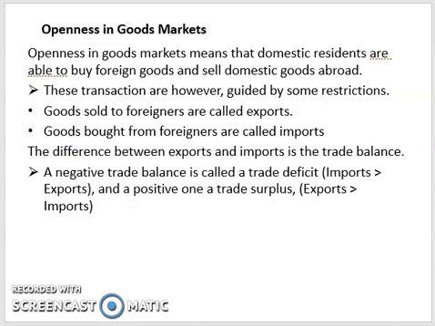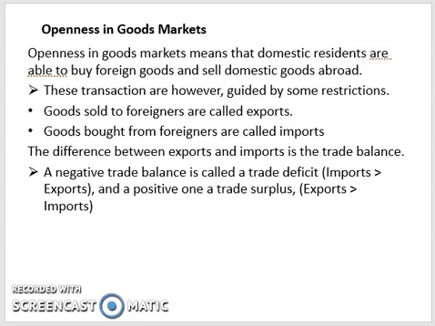The openness in the goods market means that domestic residents are able to buy foreign goods and sell domestic goods abroad. These transactions are, however, guided by some restrictions, such as tariffs and quotas. Goods sold to foreigners are called exports, while goods bought from foreigners are called imports. The difference between exports and imports is known as the trade balance.